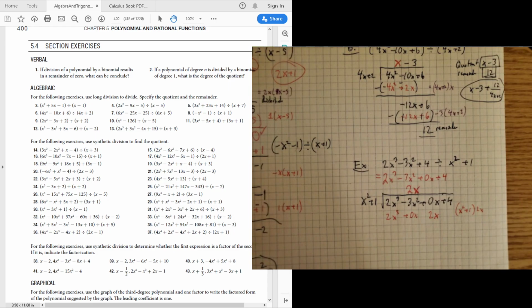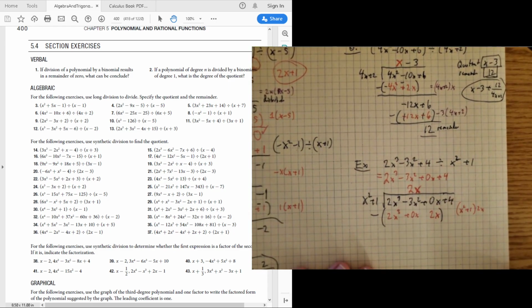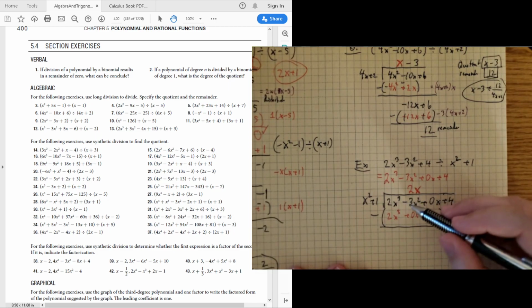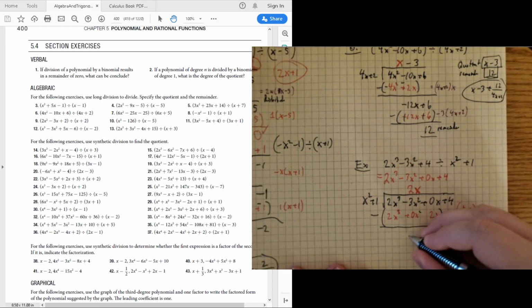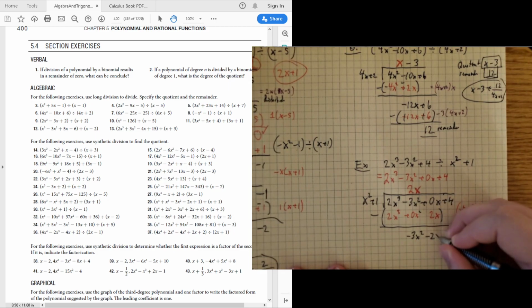So I take this function and subtract it. So 2x cubed minus 2x cubed is 0x cubed. That was the goal. Negative 3x squared minus 0x squared is negative 3x squared. 0x minus 2x would become negative 2x, and then the 4 drops down, becoming a 4.